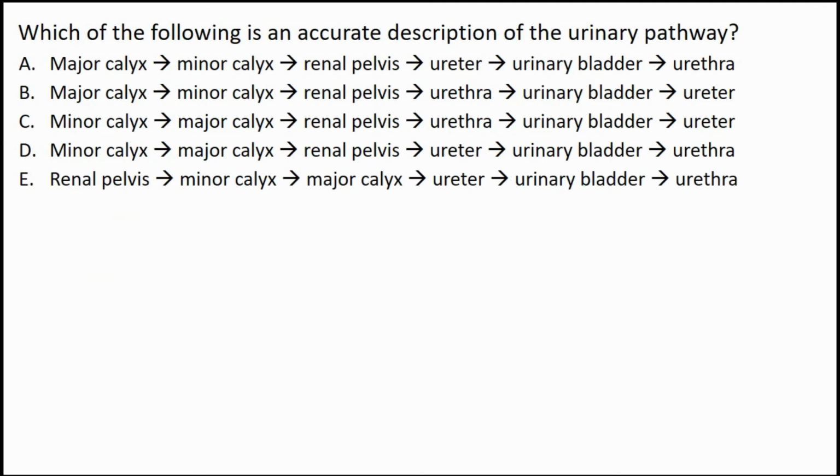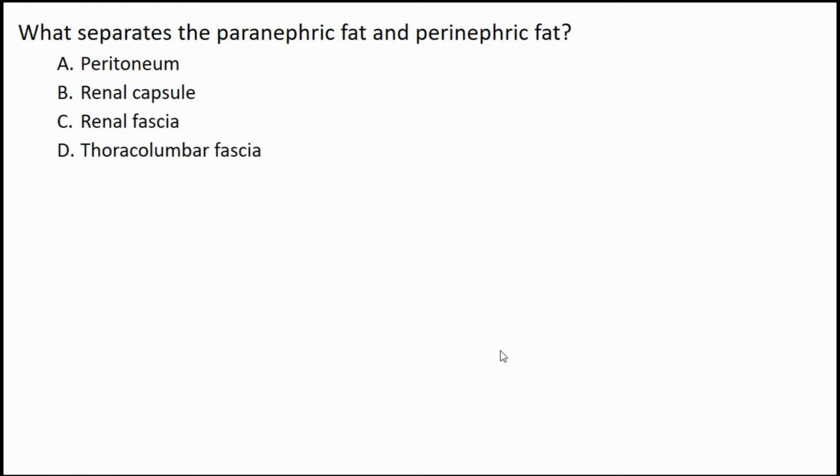Question 12. How does urine get from the kidney to the body? Take a moment, we'll run through all these, and let me know when you're ready. And the answer is D. Minor calyces drain to major calyces, which all converge on the renal pelvis. Renal pelvis narrows down to become the ureter, which goes to the bladder, which goes out to the urethra, and then outside. Question 13.